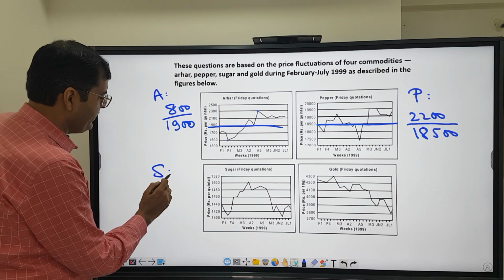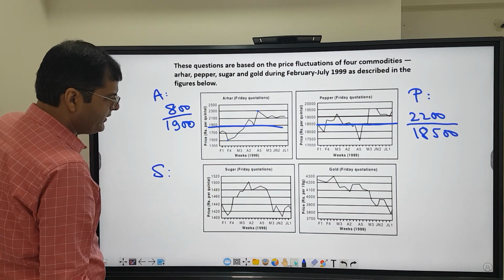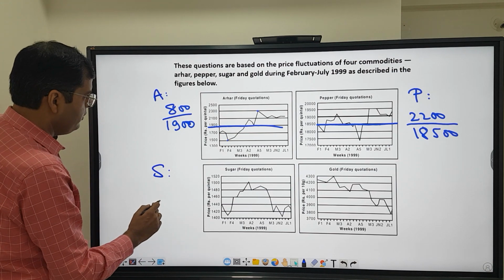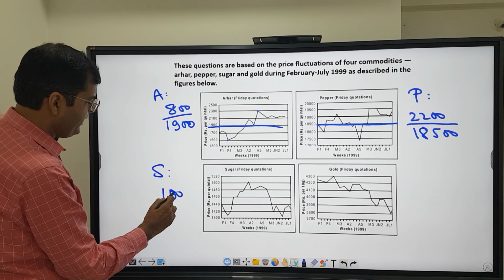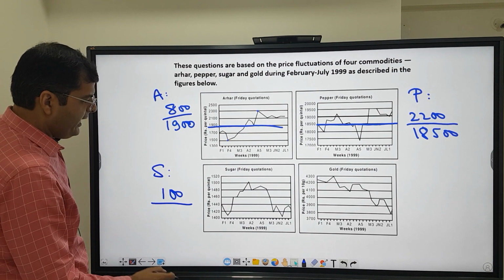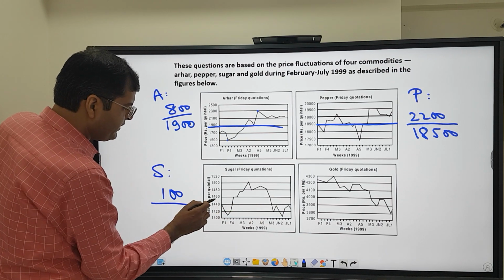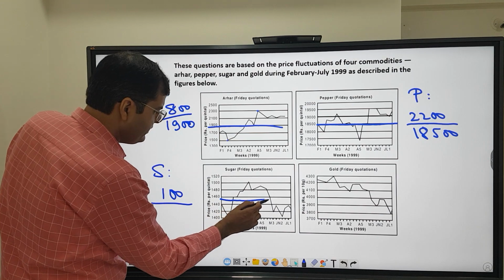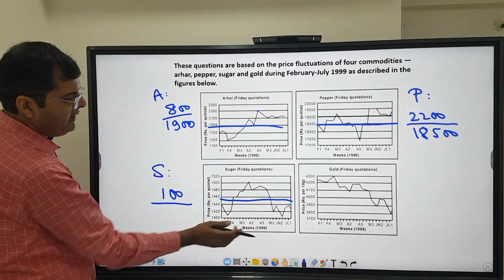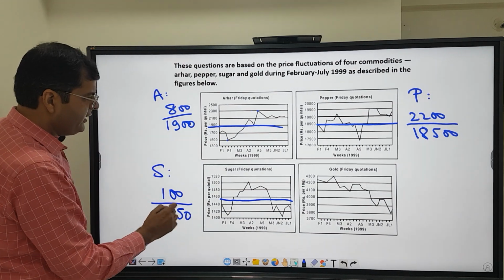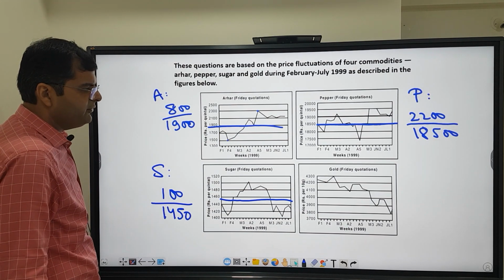Now for sugar, the highest is just above 1500 and the lowest is just above 1400. So the difference is 100, highest minus lowest. And if I take the average, it will be somewhere around 1450, between these lines, where maybe half the data is lying above and half below. So around 1450 is the average. So 100 by 1450 is the price volatility of sugar.